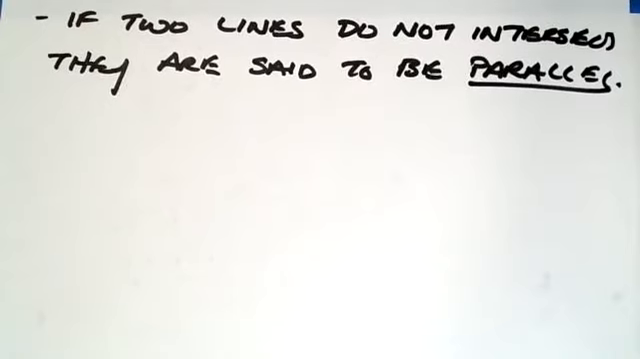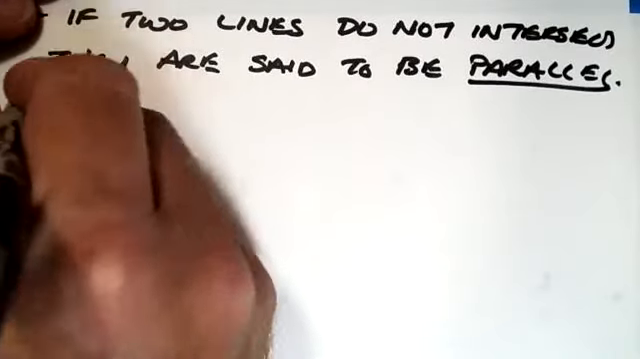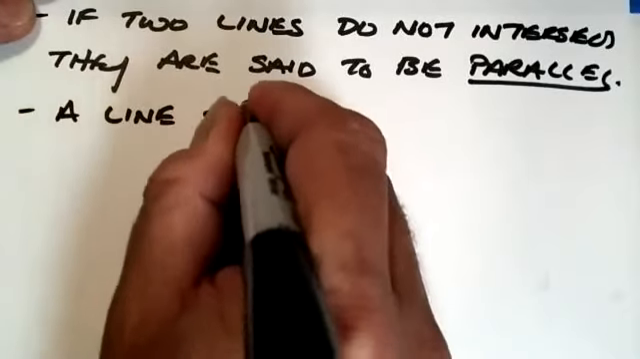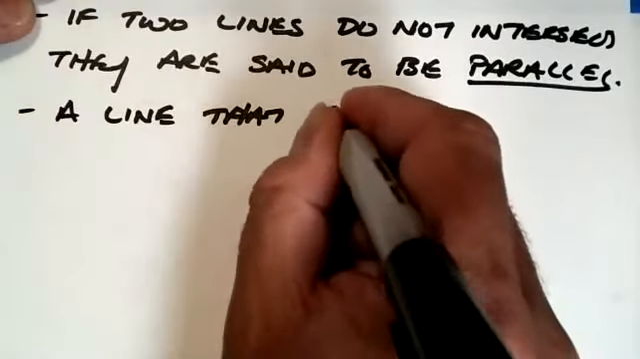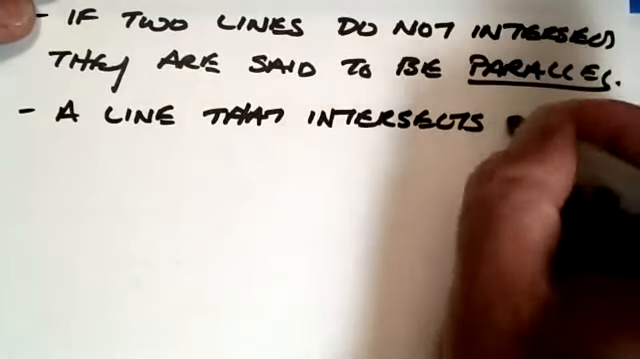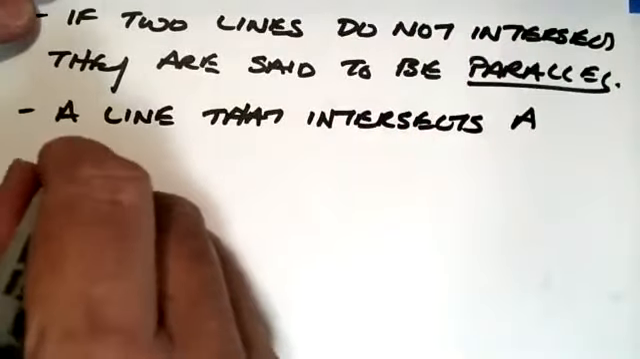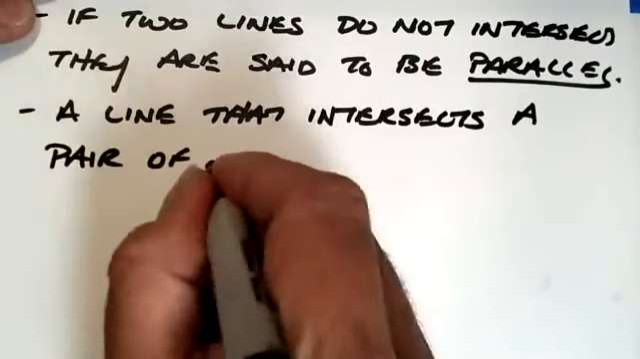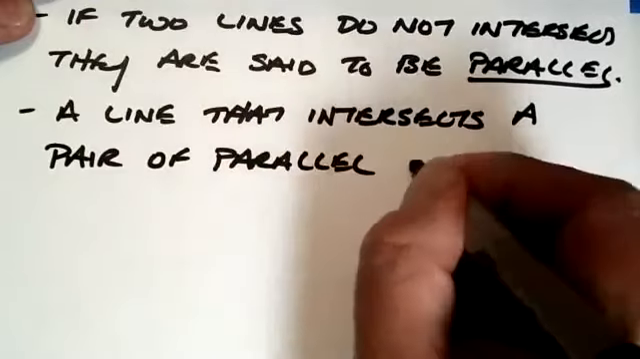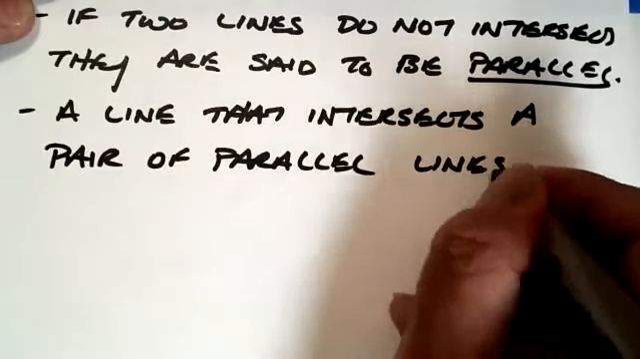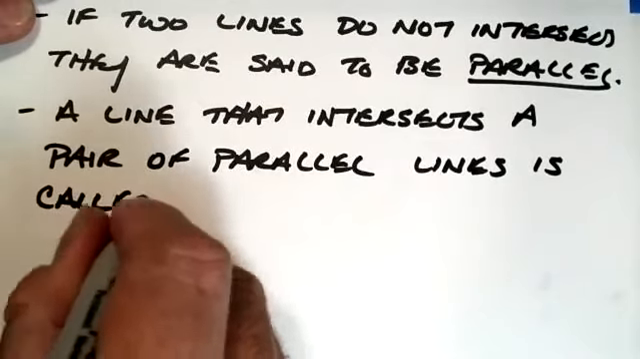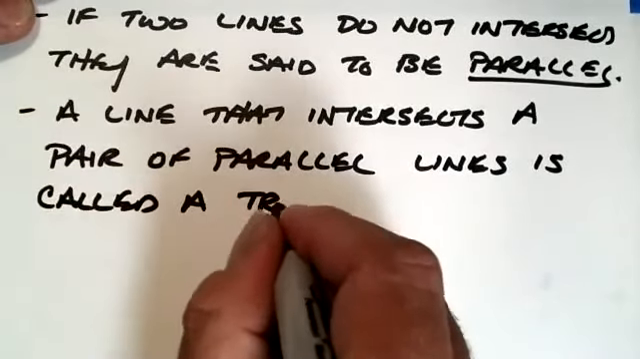So a line that intersects a pair of parallel lines is called a transversal.